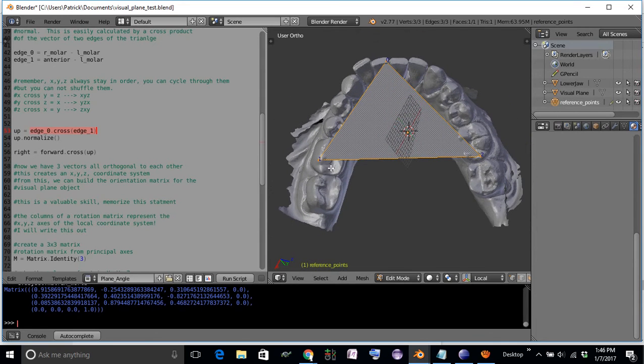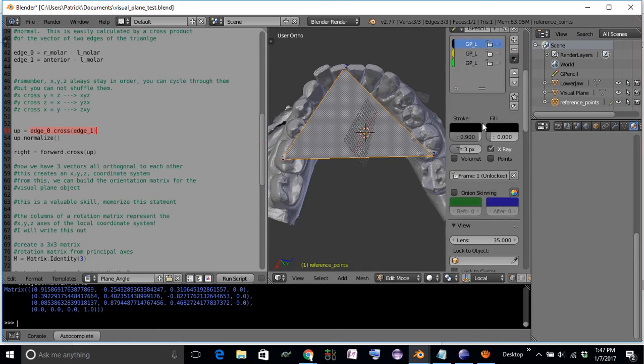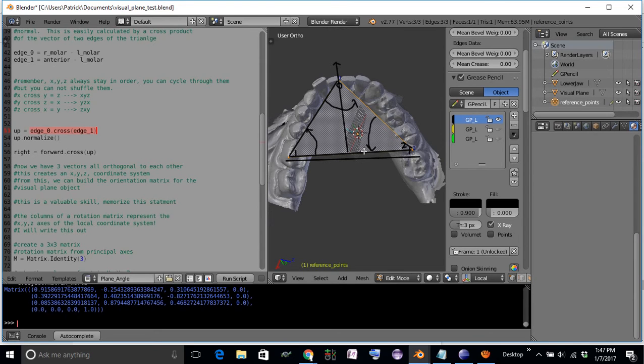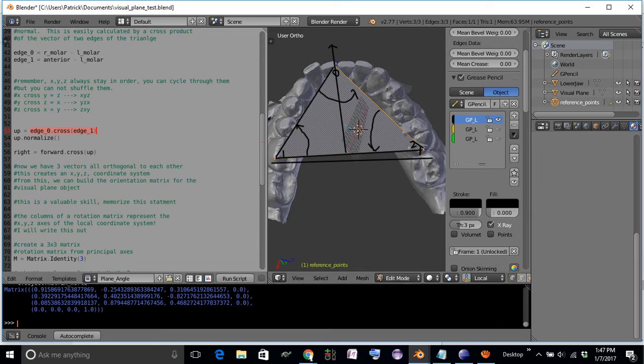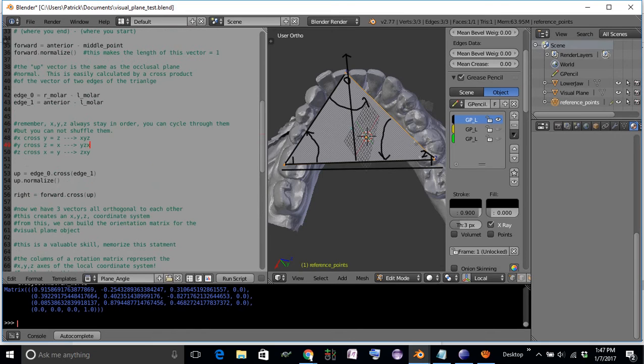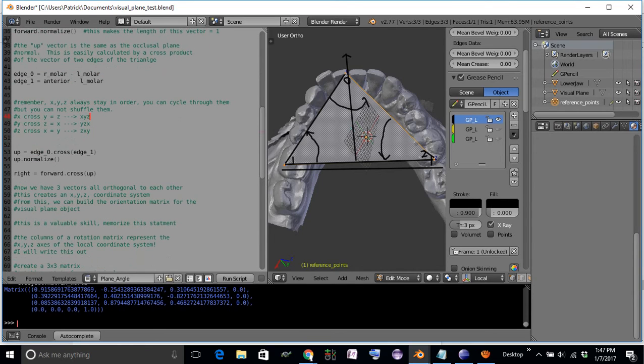Now you may be tempted to say, well, that's just the first one that we used here. But there's no guarantee based on how the user drew these points that this will be perfectly perpendicular to that. So instead of using this, we're going to recalculate right using the same feature of the cross product by essentially crossing the y-axis with the z-axis. Okay, so x, y, z will always stay in that order in a right-handed coordinate system. So x cross y equals z, y cross z equals x, and z cross x equals y. So we already have y and z. So y cross z equals x.